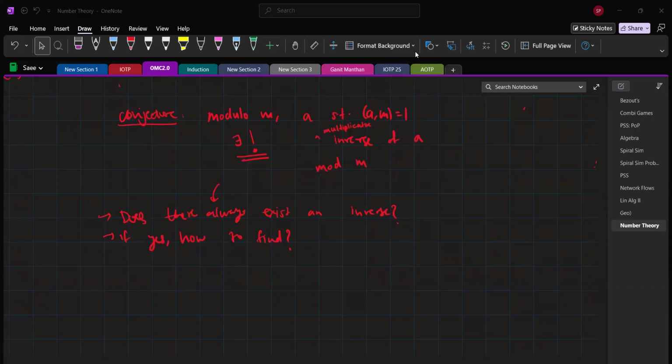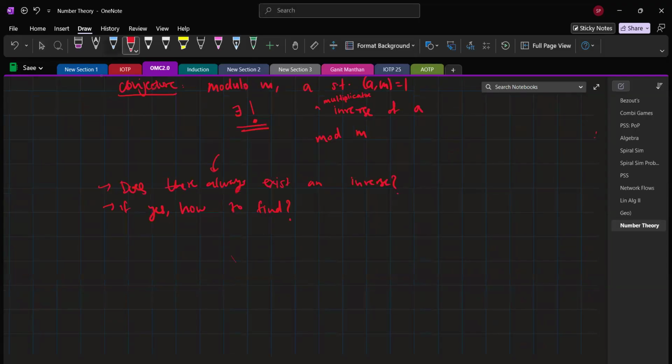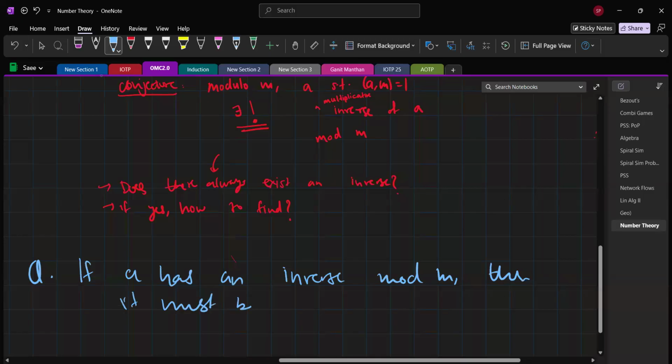Let's try to show that if there is an inverse, then it has to be unique. Okay. So question: if A has an inverse mod M, then it must be unique.